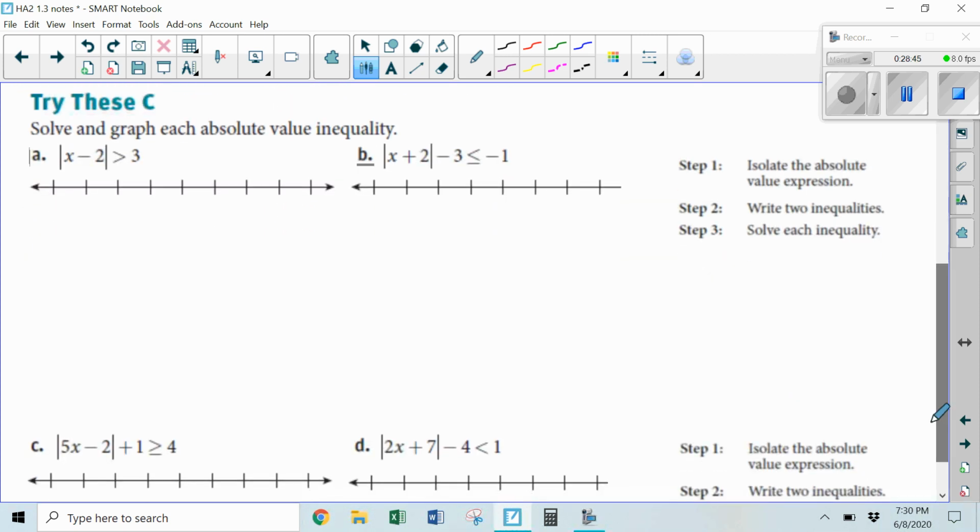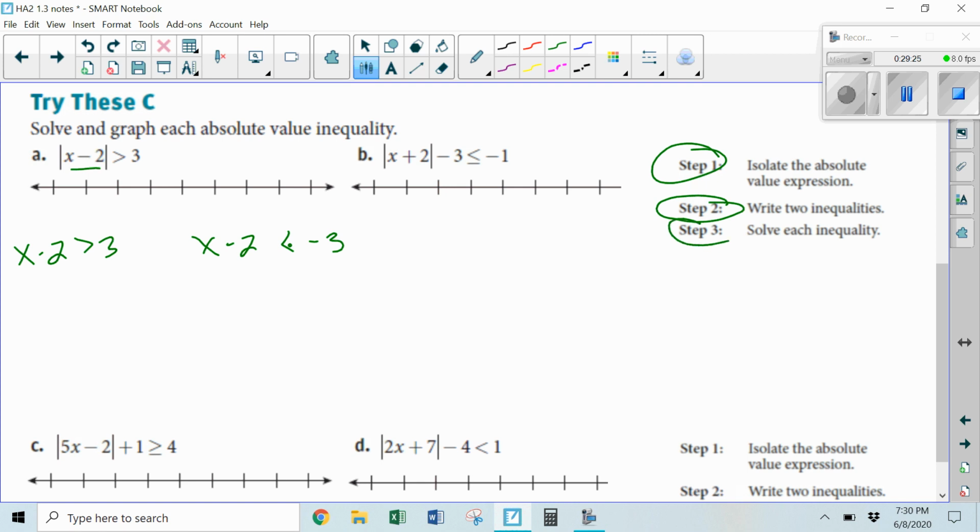Notice I put some steps out here. Isolate the absolute value expression, write the two inequalities, solve the two inequalities. So first one we're going to do together. Part A, solve and graph each absolute value inequality. All right, this is already isolated, so this has a distance greater than 3 from 0. So I put greater than 3, or I put -3, but then I flip the sign. So I have isolated, that was already done for me. I just have written my two inequalities. Now I'm ready to solve them both.